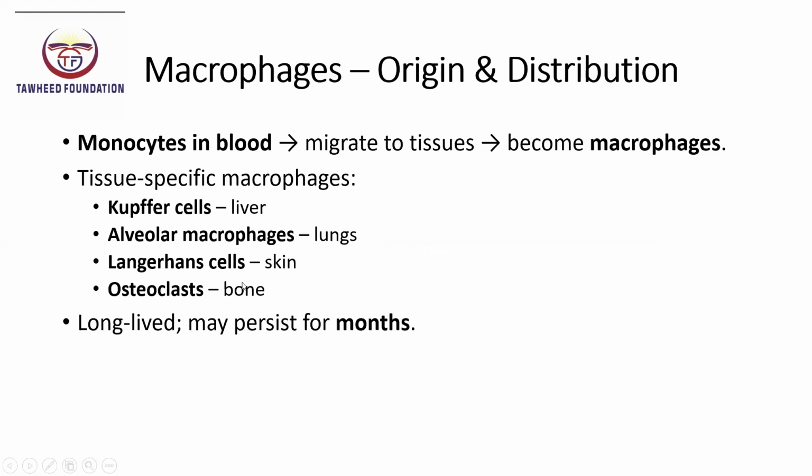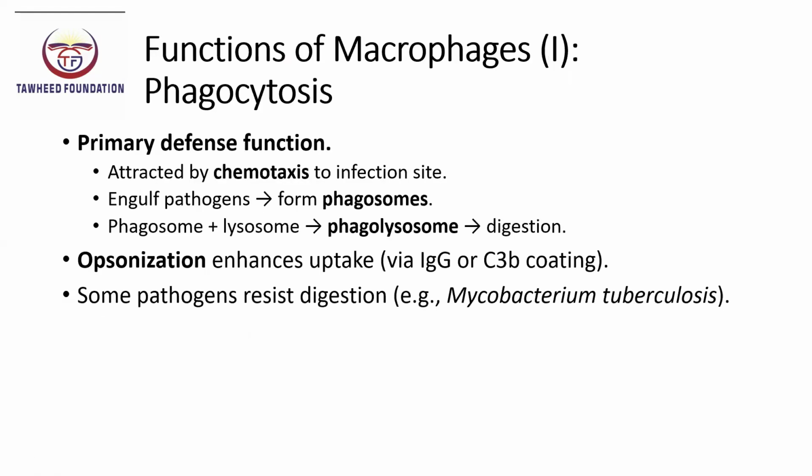Next is macrophages, origin and distribution. Macrophages originate from monocytes in the blood that migrate into tissues. They differentiate into tissue-specific macrophages: Kupffer cells in the liver, alveolar macrophages in the lungs, Langerhans cells in the skin, osteoclasts in bone. So macrophages are long-lived and can persist for months, serving as sentinels for pathogen detection and antigen presentation.